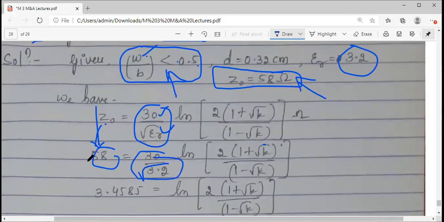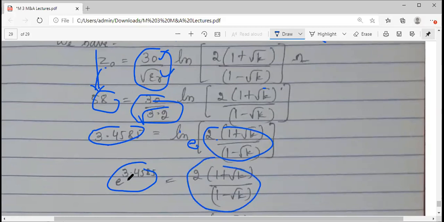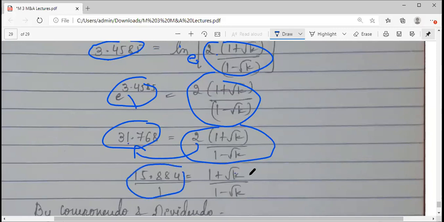Calculate this number and multiply, and you will get this number equal to ln. Further simplification: ln to the base e will be e raised to this, equal to the bracket term, since ln will go and only the bracket term will remain. So calculate what e raised to 3.4 is. You will get this value. Coming to this, take the denominator 31 divided by 2, and you will get this.